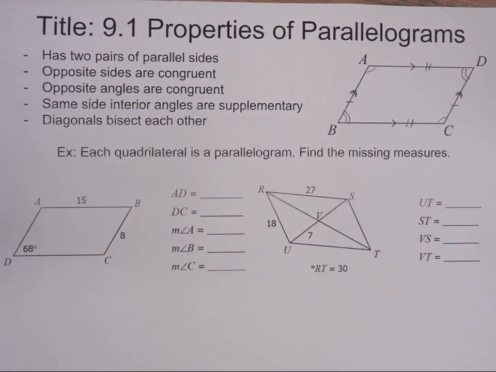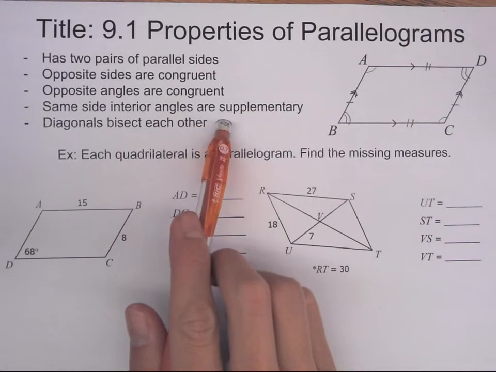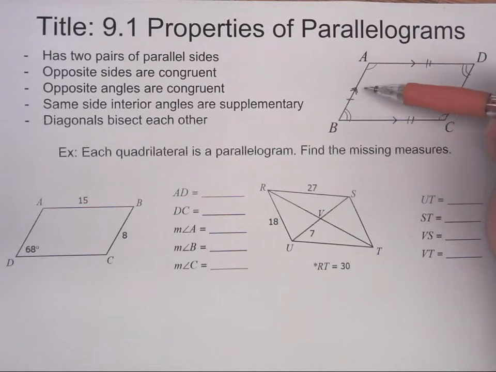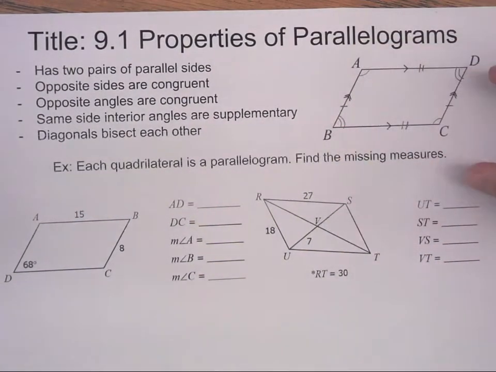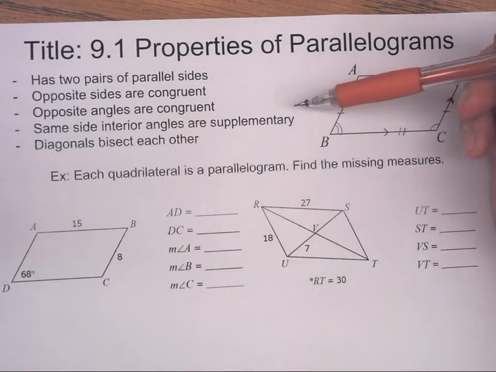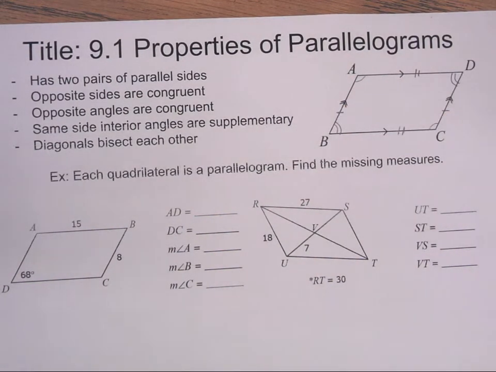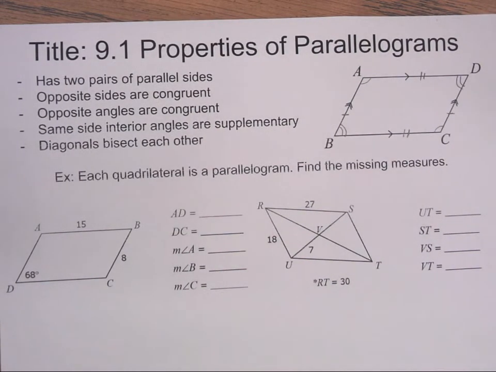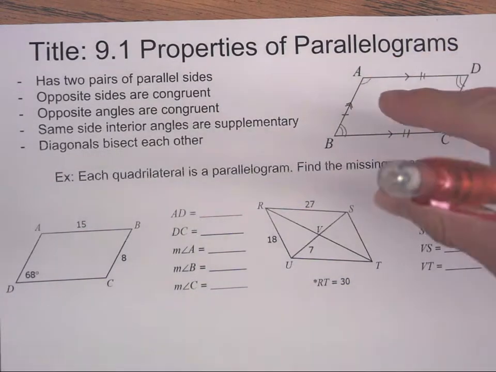Okay. Next part says same side interior angles are supplementary. So what that means is that angles that are on the same side, as long as you have two parallel lines, they're going to add up to 180. So I don't know if you remember from chapter 4, supplementary means they add up to 180. So these would add up to 180 as well. You got to make sure you have two parallel lines.